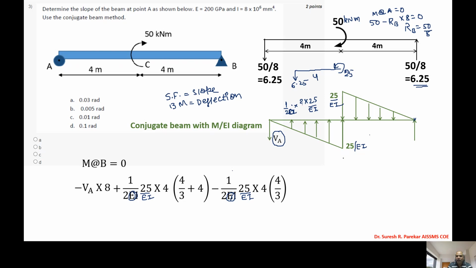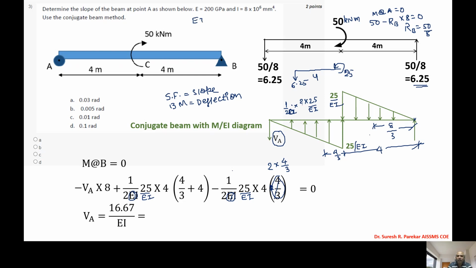And then the centroid of this we will have 4 by 3, so 4 by 3 plus 4. And for this we will have 2 into 4 by 3, which is 2 by 3 of the base, so this we will get as 8 by 3. And this we have already considered, 8 by 3, and calculated the value. That is equal to 0. VA we will get 16.67 upon EI.